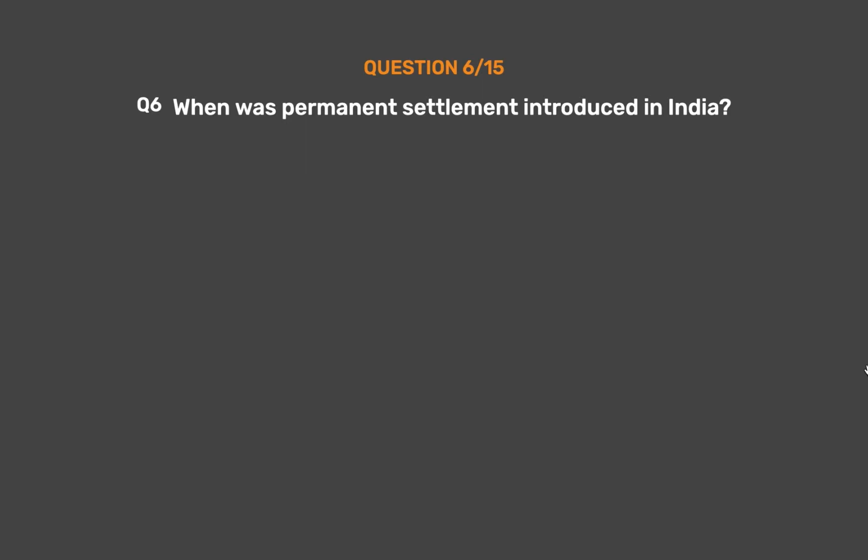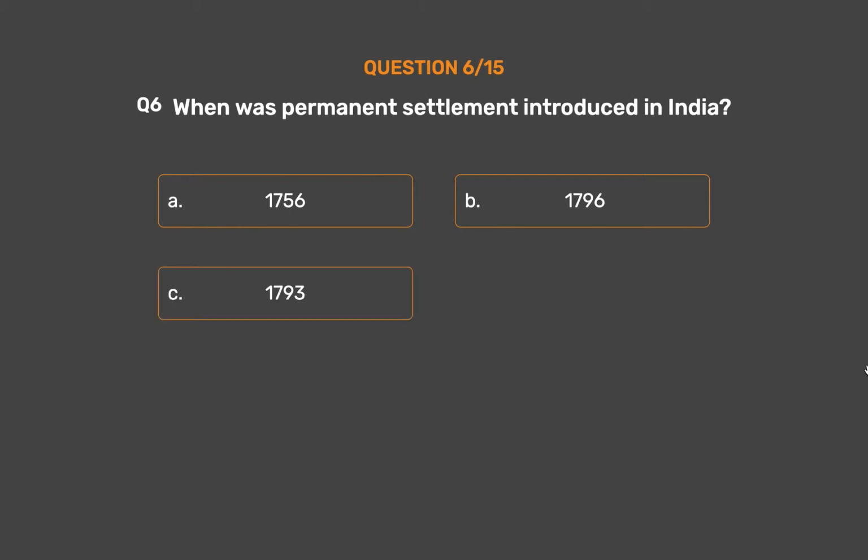Question number 6. When was permanent settlement introduced in India? Option A. 1756. Option B. 1796. Option C. 1793. Option D. 1732.